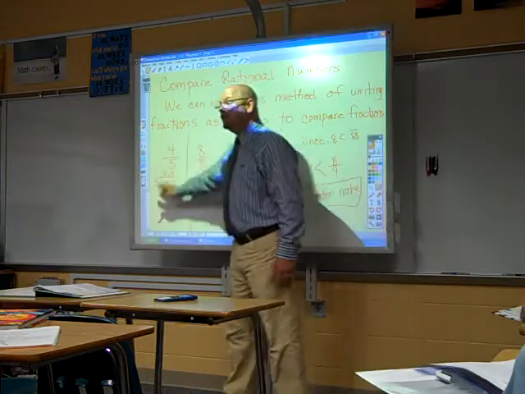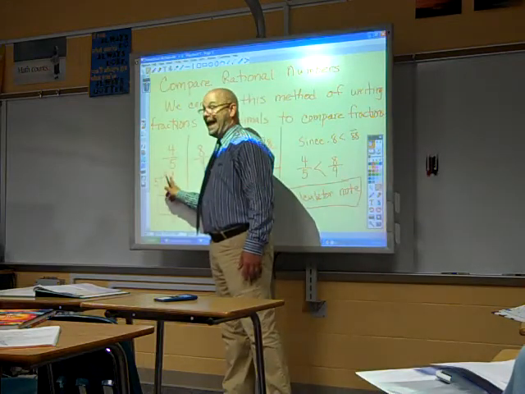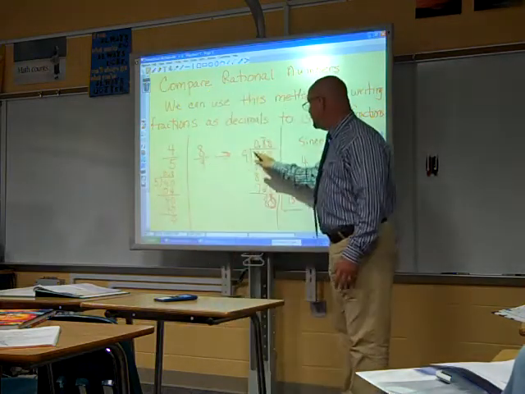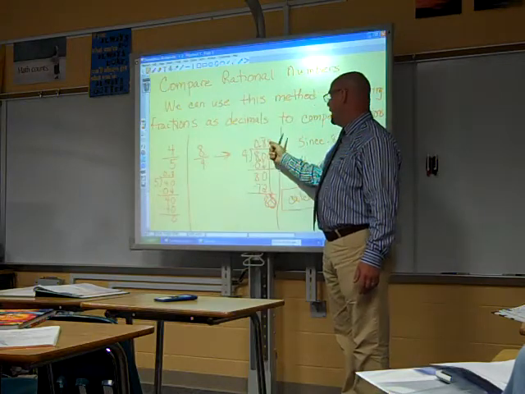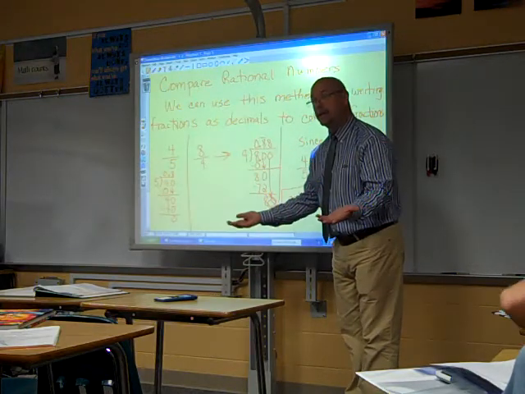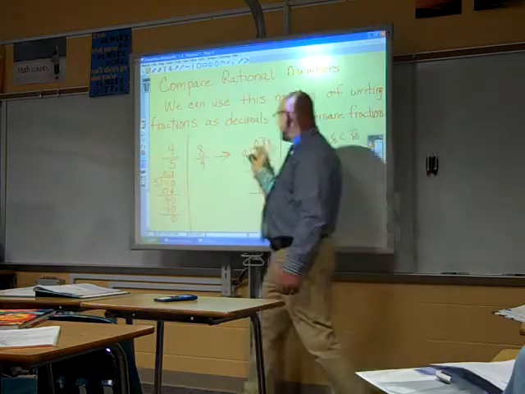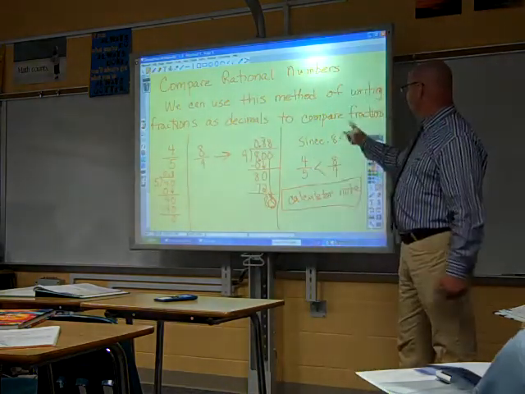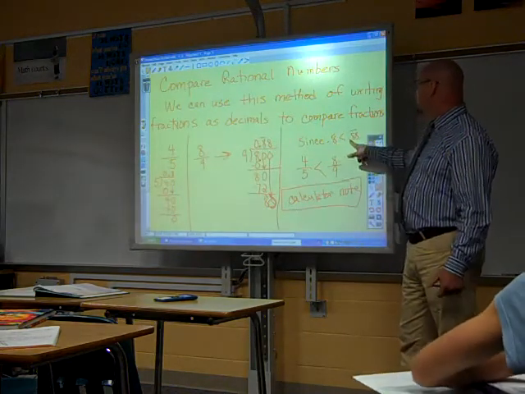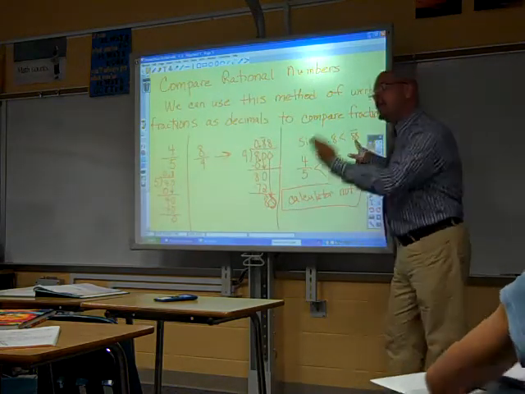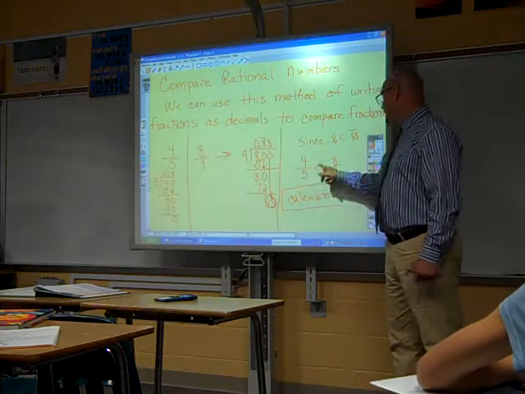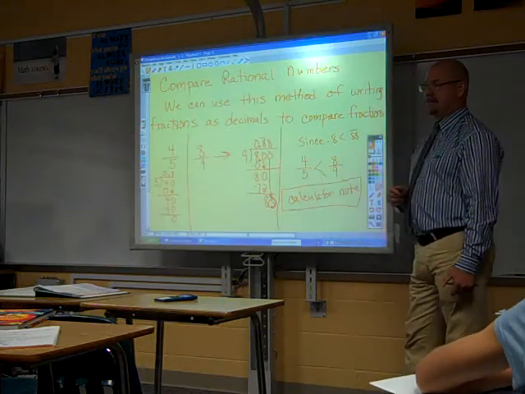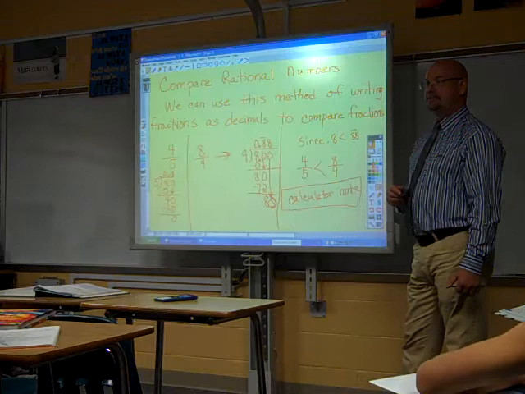I do my long division for 4/5 and I got 0.8. And then I did my long division for 8/9 and I got 0.8 repeating. So now I can use the decimals to see which is greater. So over here I said, since 0.8 is less than 0.8 repeating, 4/5 is also less than 8/9. Everybody see that?